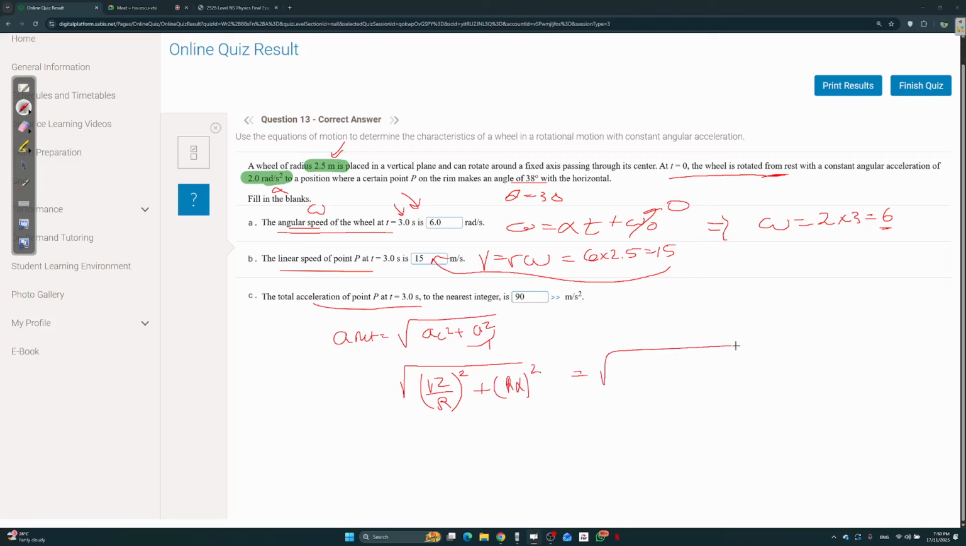So it's going to be radical V squared, so 15 squared over the radius 2.5 squared, plus R alpha squared, so 2.5 times alpha, which is 2, squared, and you get 90 meters per second squared.